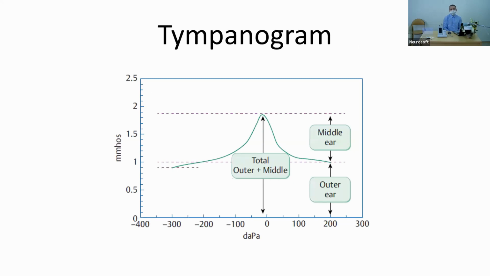This is shown also on the tympanogram here. So this graph shows total admittance. So outer ear admittance at plus 200 daPa plus middle ear admittance part, which is called compliance.